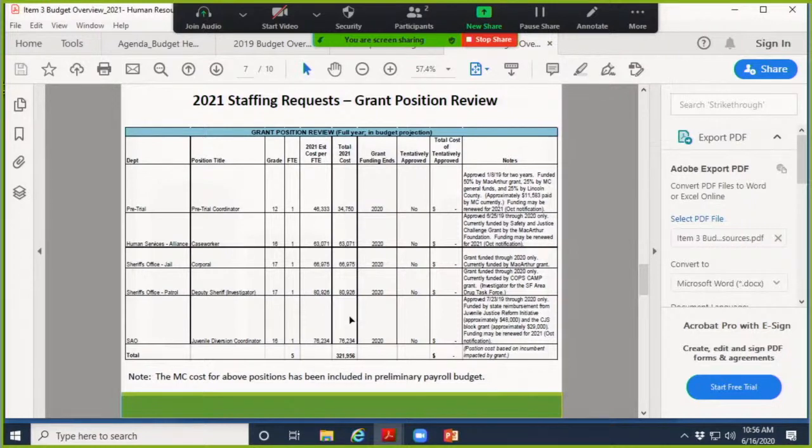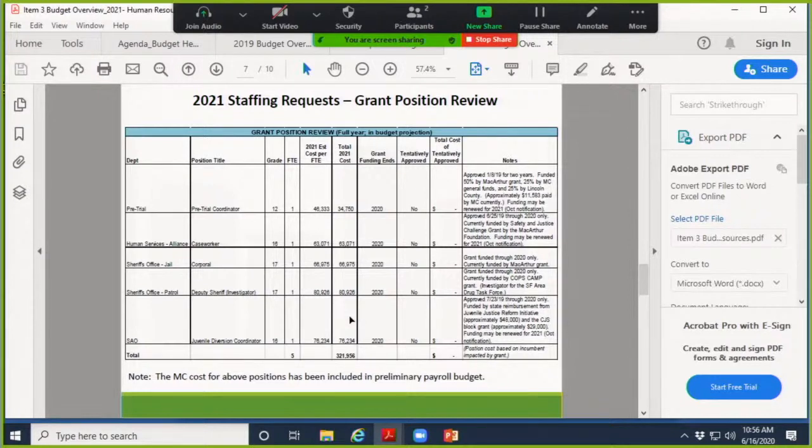If I could, this is exactly why this section was created for you. What's unusual about this year is that all your grant funding ends in 2020. When you see this in the future, some of them are going to say 2021 or 2022, whenever we know the grant ends. The notes column gives you an idea of where your funding is at.